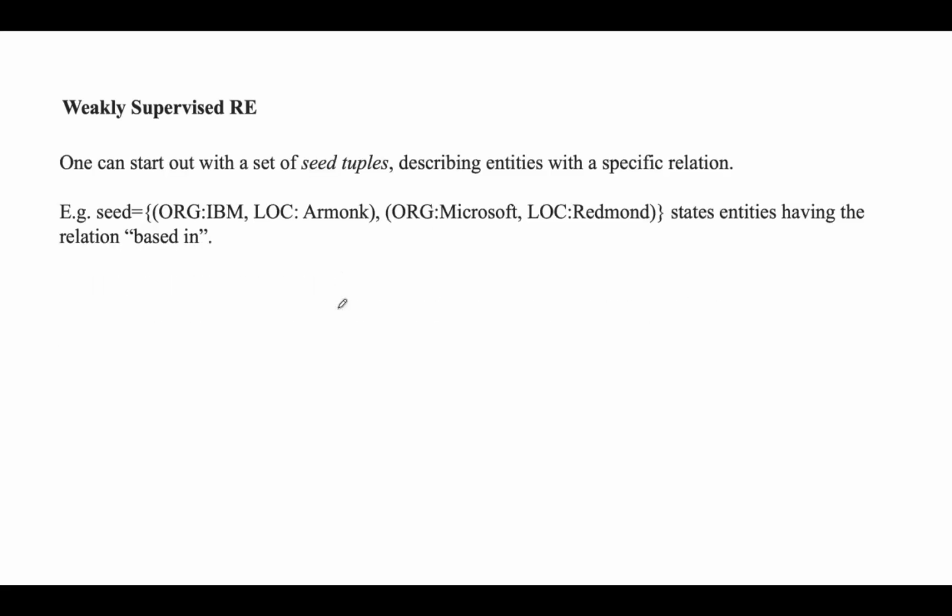Alternatively, you can even start with a set of seed tuples. We'll start with seed tuples and we need to describe entities with a specific relation. So how does a seed tuple look? This is the example. If the sentence is "IBM was located in Armonk" or "Microsoft was located in Redmond", then you need to represent them with the help of a seed tuple. This is a representation. We are describing the entities with a specific relation, and the relation between the words is "based in".